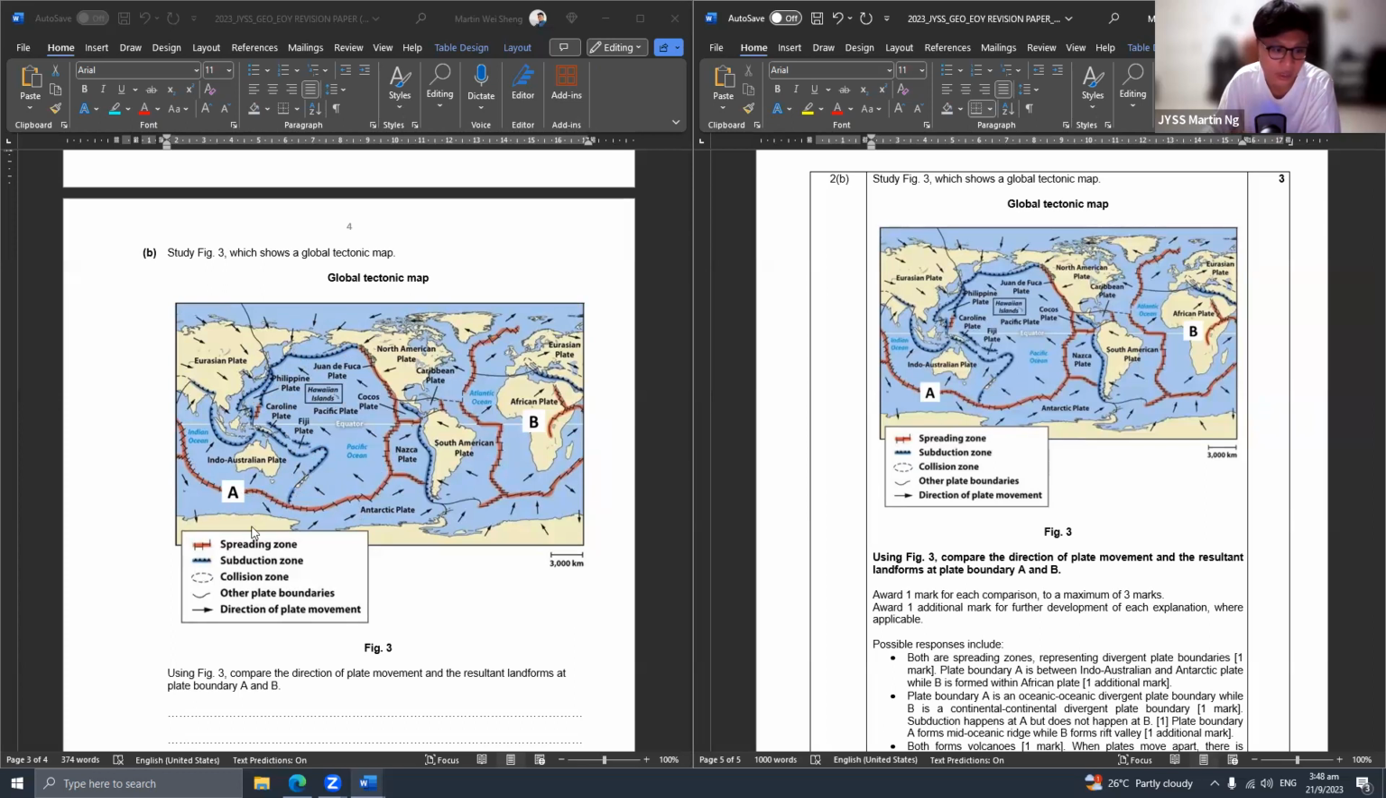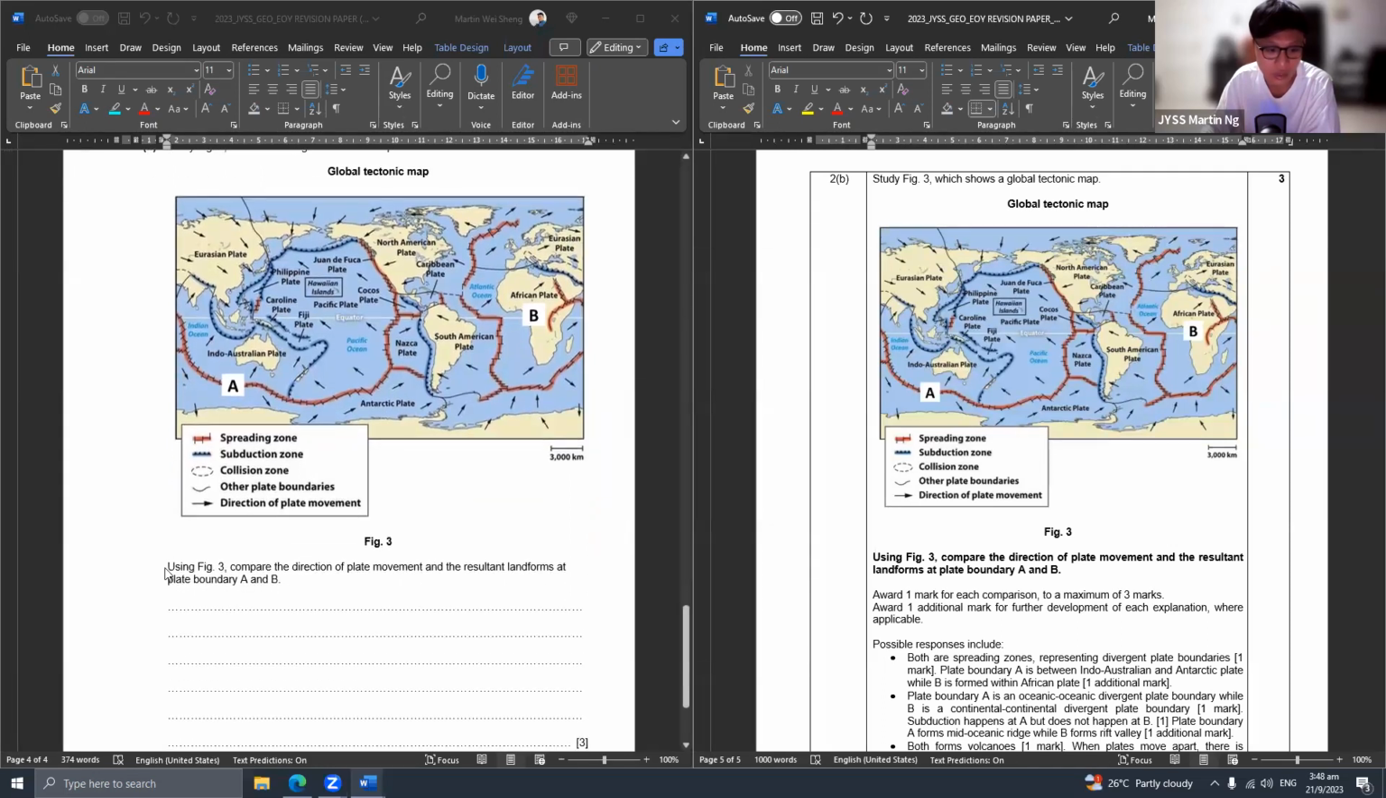All right, and then there's this box over here saying the collision zone. Collision zone simply means that the plates are banging against each other, colliding against each other. So where's the collision zone? If you look at the Eurasian plate over here and the African plate, this area is the collision zone. Then we have other kinds of plate boundaries as represented by the single line over here.